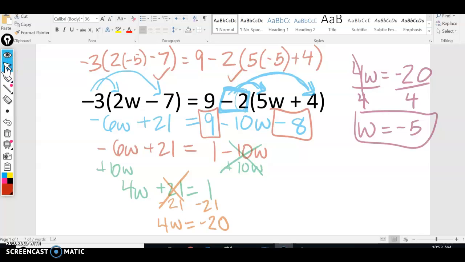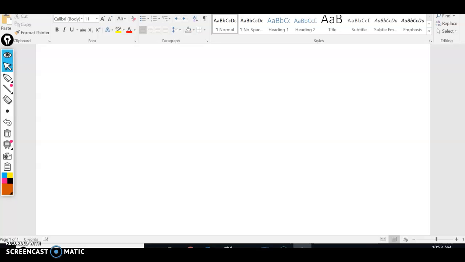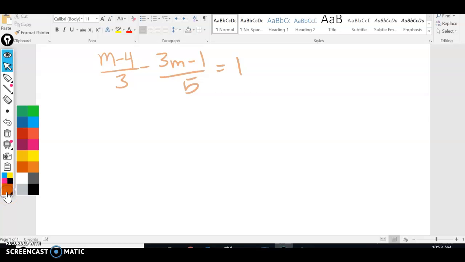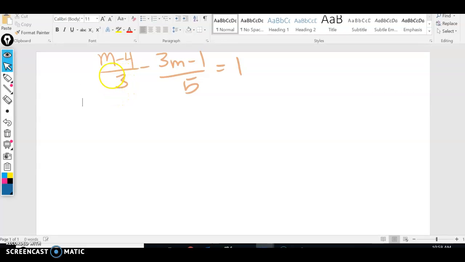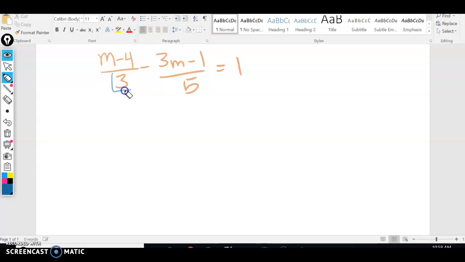Let's do another one. Okay, let's write one down here. M minus 4 over 3 minus 3m minus 1 over 5 equals 1. A lot of fractions here. I know some of you are groaning over these fractions and how to start this problem. My first step would be to get rid of the fractions by finding the least common multiple of these two denominators of 3 and 5. Least common multiple is 15. What we're going to do is multiply every single term by 15.